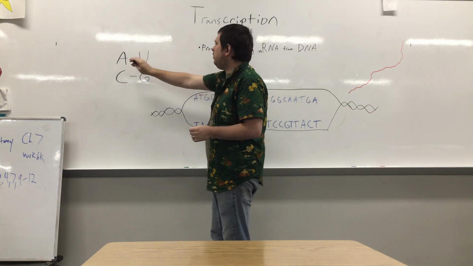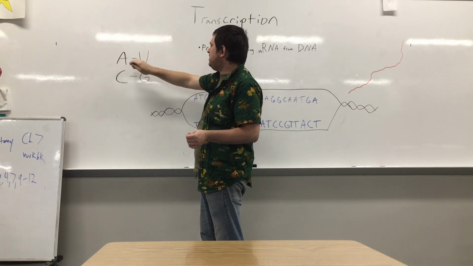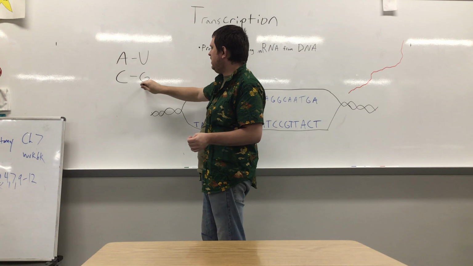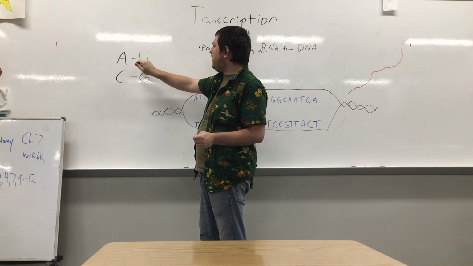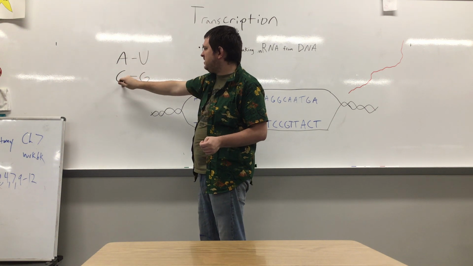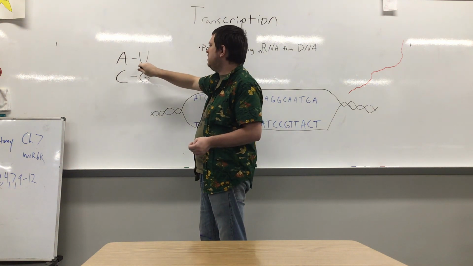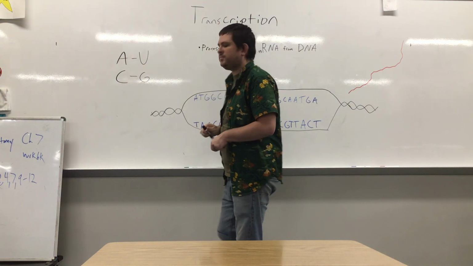Now, we will remember in RNA, we have 4 bases: adenine, uracil, cytosine, and guanine. Adenine always matches with uracil, and cytosine always matches with guanine, which means if this is on one side, this will be on the other. If this is on one side, this will be on the other.